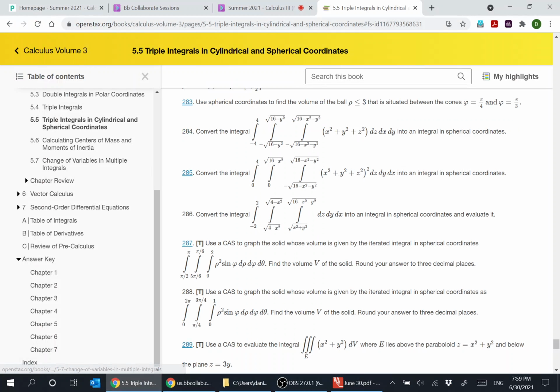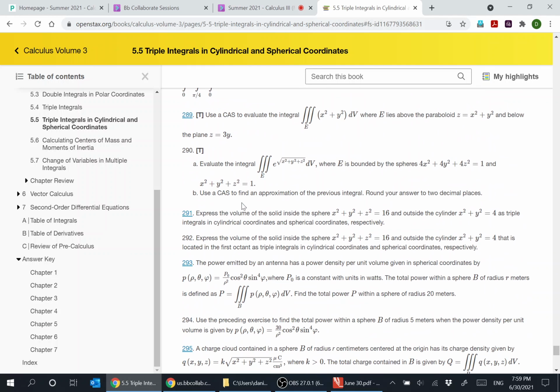292. I think we need to do something over the whole sphere. We haven't... Okay. Too many just volume problems.